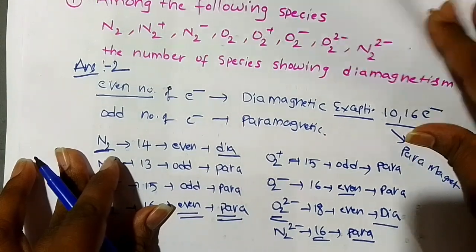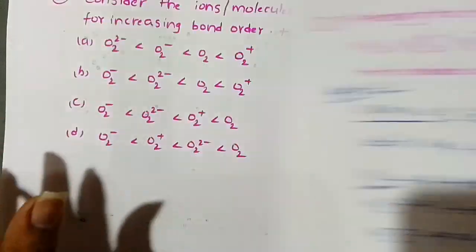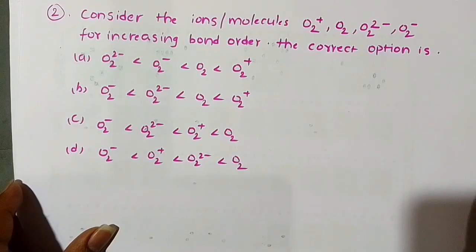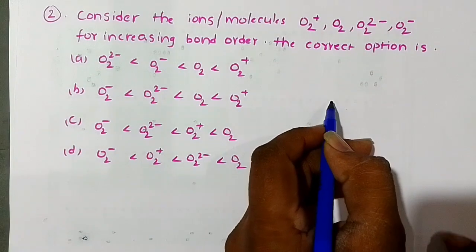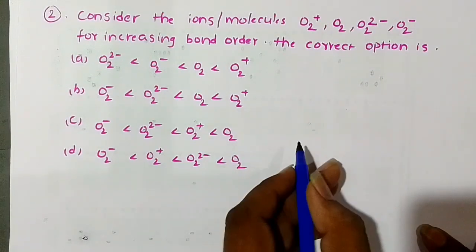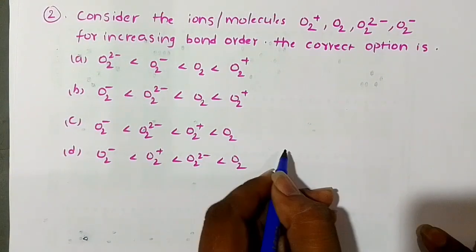Next, we go to the next question. Consider the ions or molecules O2+, O2 2-, O2-. For increasing bond order, the correct option is, here given some options. We have to find out the bond order. Already we know the bond order tricks that we have learnt.